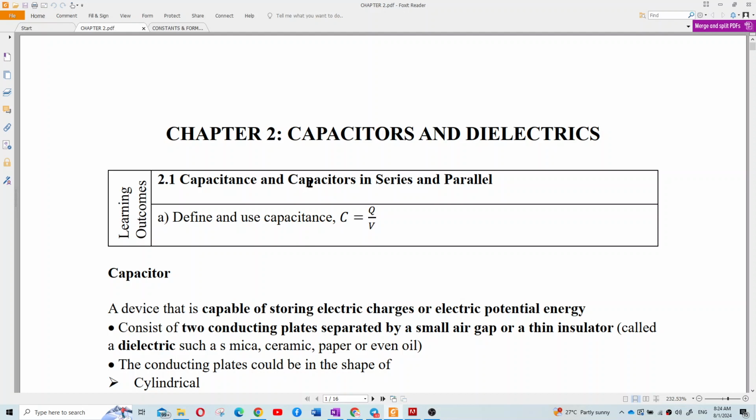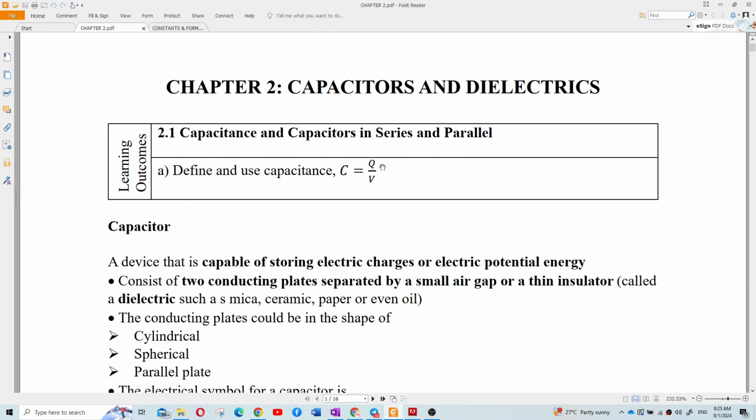Okay, chapter 2, capacitors and dielectrics. Our first subtopic is capacitance and capacitors in series and parallel. What is meant by capacitance? And we also have capacitors connected in series and parallel. How to calculate the capacitance for capacitors in series and also in parallel. There are formulas to calculate. So today we're going to learn. First, we need to understand what is actually capacitance.